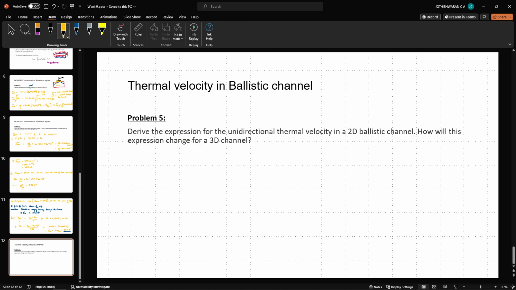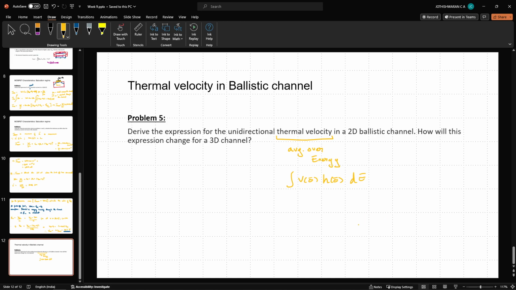where we have to derive the expression for the unidirectional thermal velocity in a 2D ballistic channel. So what do we mean by unidirectional thermal velocity? Whenever we say thermal velocity, this is an average over energy. This is something like an integral of v(E) times some function of E. Let me not call it f(E) because f is already being used as the Fermi distribution. So, like h(E) dE. So this is what I mean by thermal velocity.